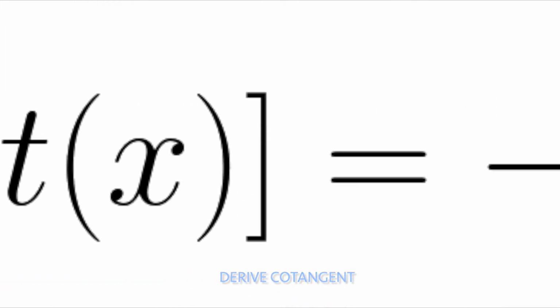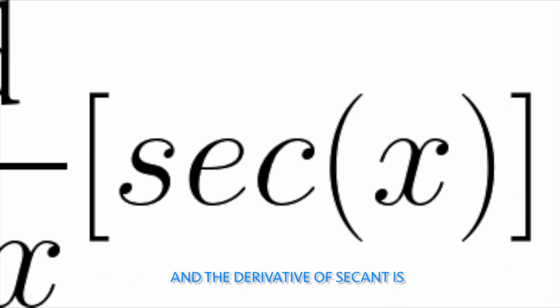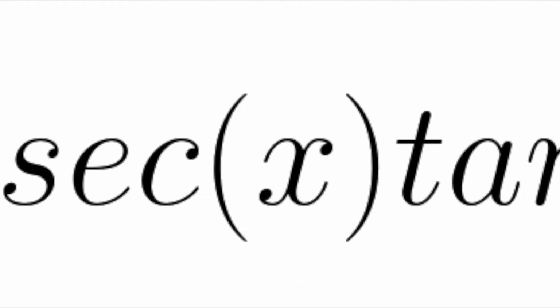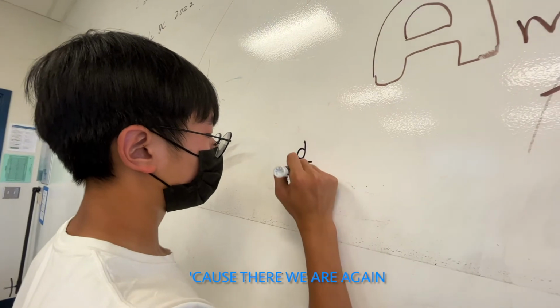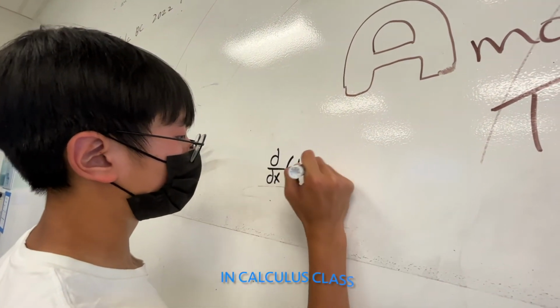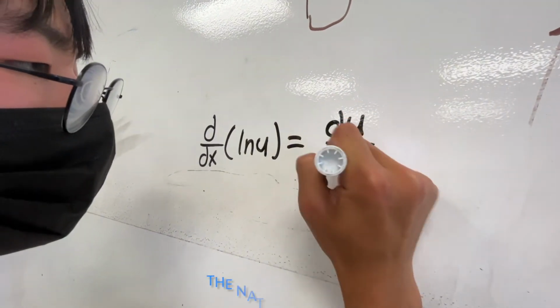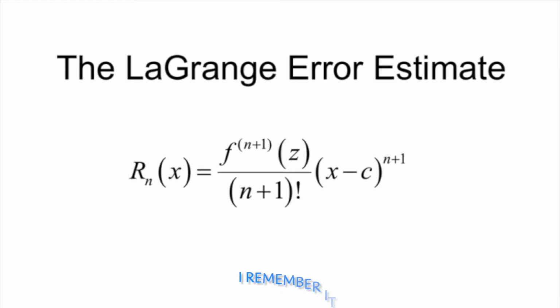Derive cotangent for negative cosecant squared, and a derivative of secant is secant times tangent. 'Cause there we are again in calculus class. du over u is the natural log of u. Doing calc, Mrs. Shak, I remember it all too well.